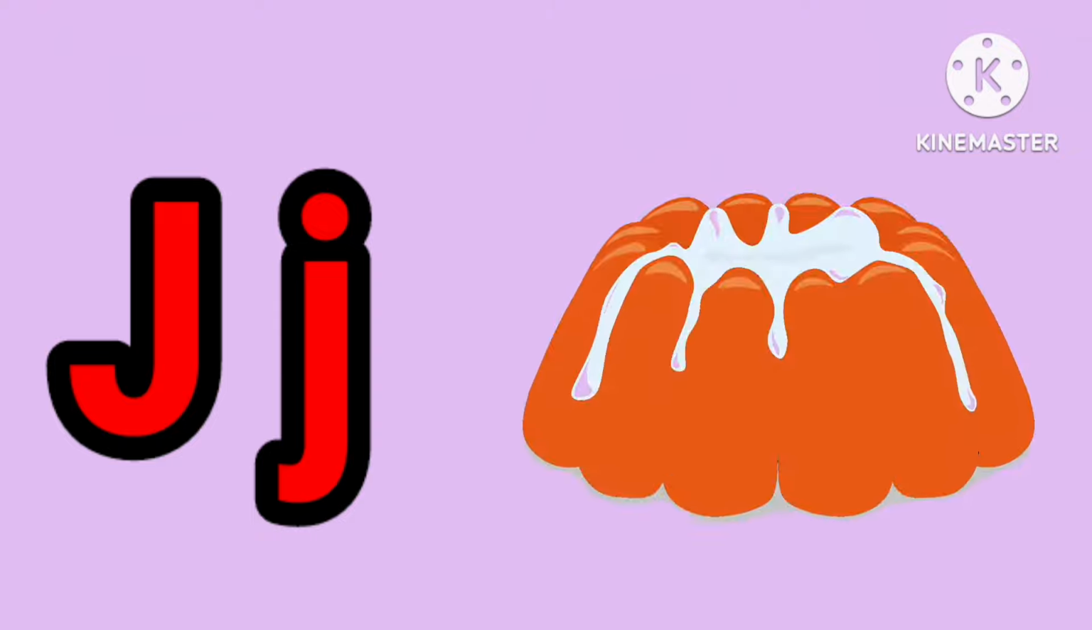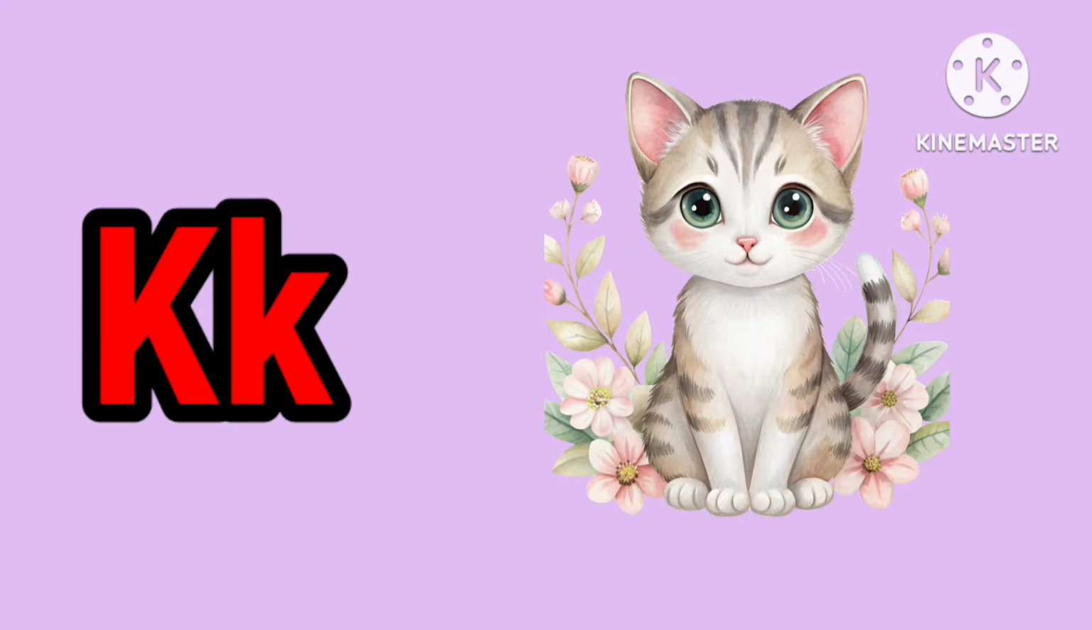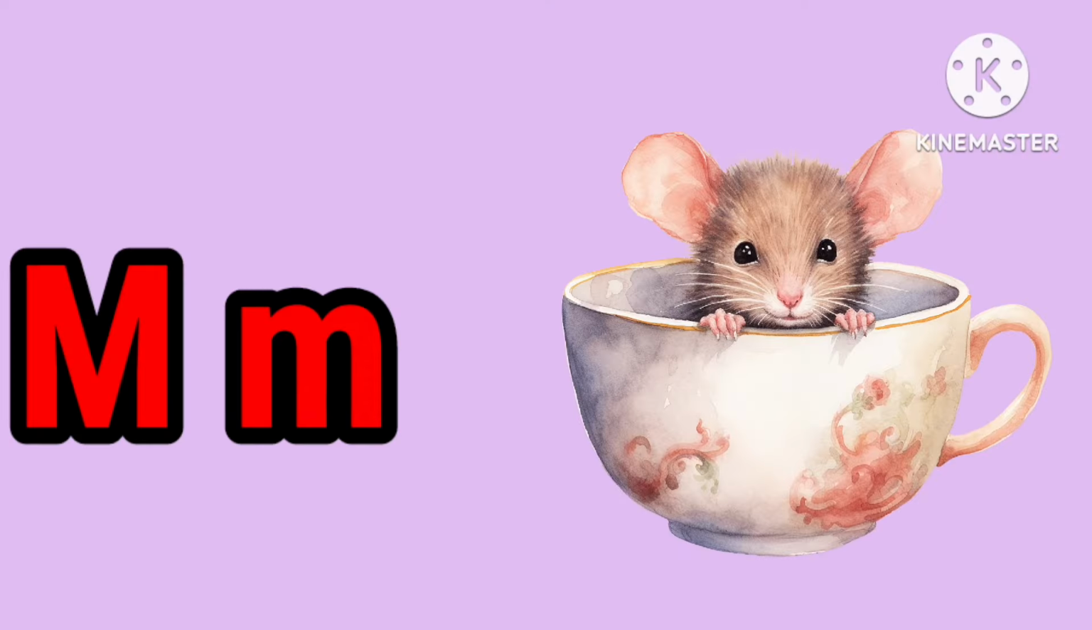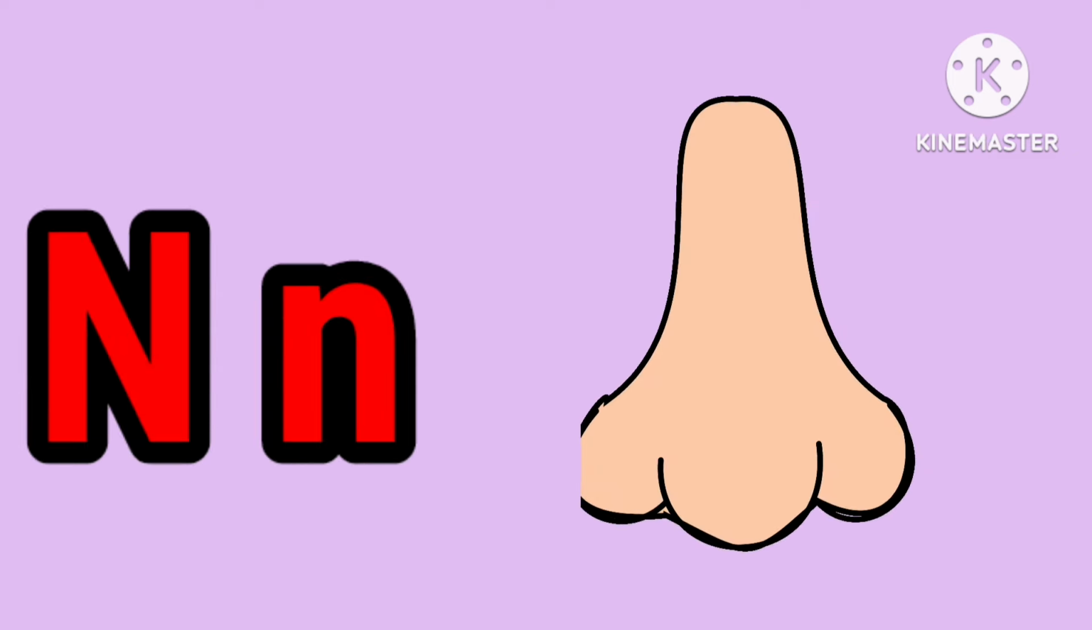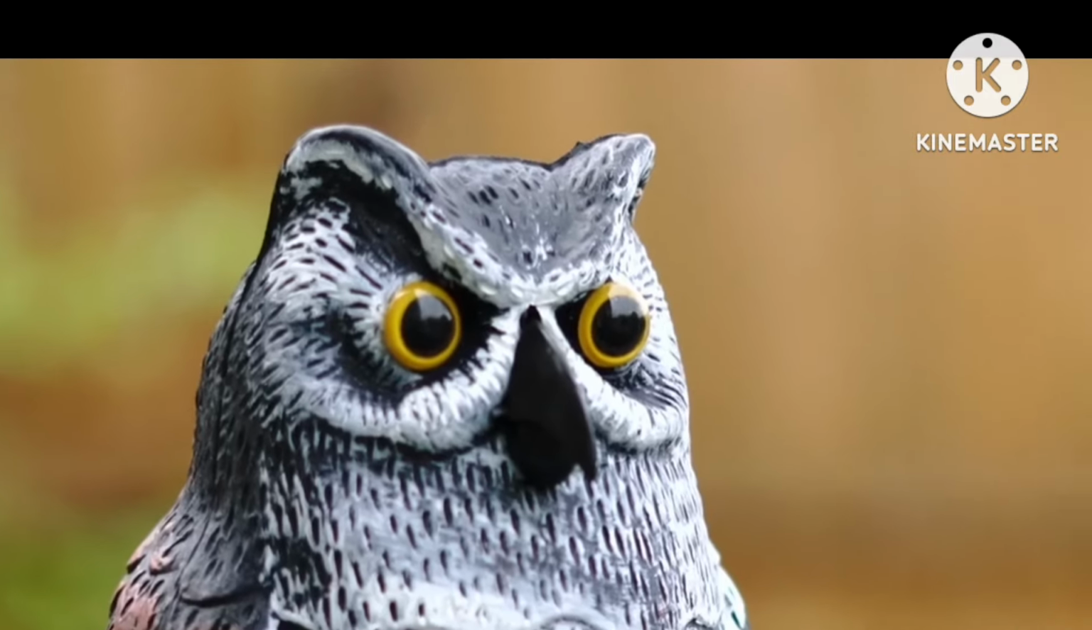J for jam, J for jelly, cha cha. K for kangaroo, K for kitten, ka ka. L for lion, L for lizard, la la la. M for mouse, M for nail, N for net, na na. O for ostrich, O for owl.